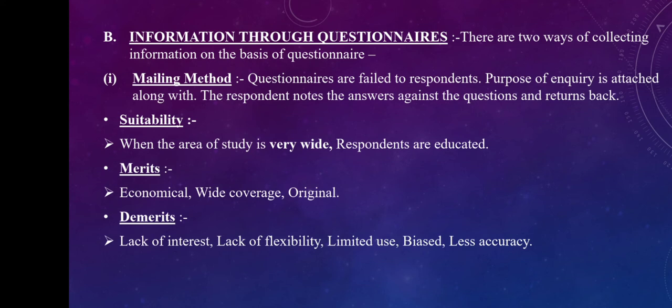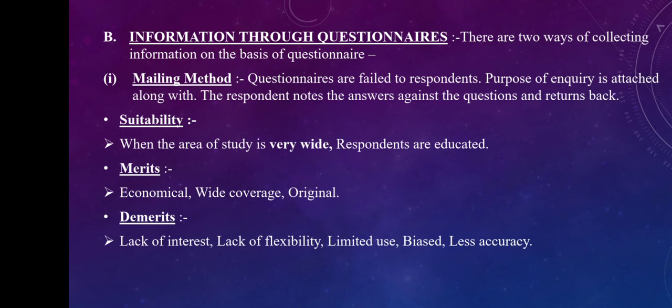The last thing is lack of accuracy. Because some questions may be difficult, some questions may not be understood by the respondents. They can give you the wrong answers. They can give you the biased answers. There will be a lack of accuracy, and definitely it will lead to doubtful conclusions always. Right. So this is what the mailing method is, what suitability it has, and what are its merits and demerits.